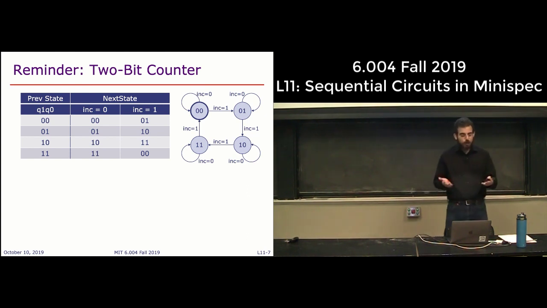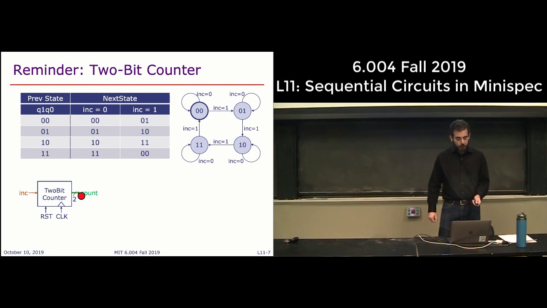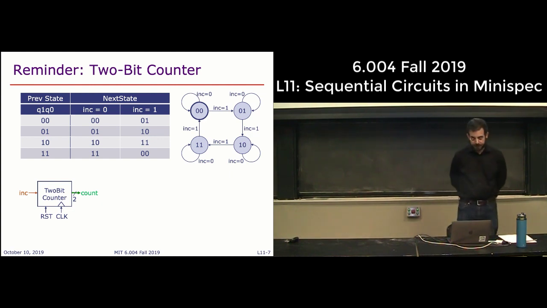So more pictorially, the circuit is going to look something like this, right? We have some module named 2-bit counter that has a 2-bit output called count, and this inc input that's a single bit, and it then has some reset and clock signals, right? Now, how do we go about implementing this?